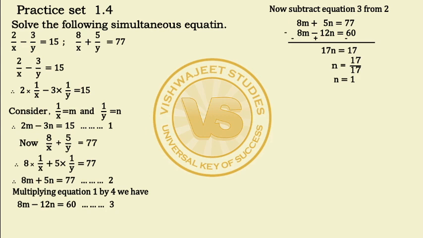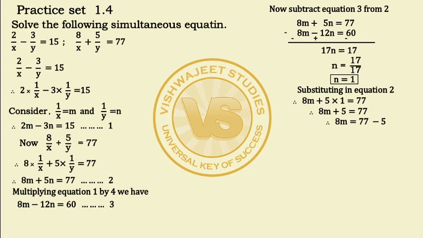Now we are going to substitute this value of n in equation 2 to get the value of m. The second equation is 8m plus 5n is equal to 77. Instead of n, we are going to write 1 there. So we get the equation as 8m plus 5 into 1 is equal to 77. First do the multiplication. Multiplying 5 into 1, we get 5. So our equation is 8m plus 5 is equal to 77.